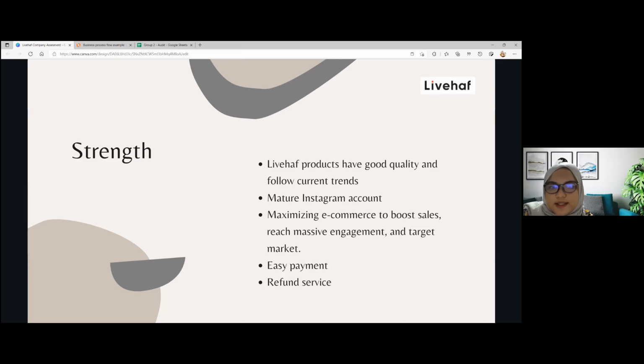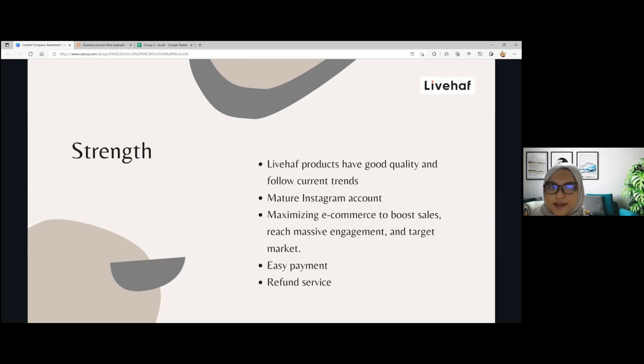Third is maximizing e-commerce to boost sales, reach massive engagement and the target market. So Livehaf is really great at managing e-commerce. On Shopee, they already sell more than 1,000 products. Next is easy payment. Livehaf products can be paid for with any e-wallet like GoPay, ShopeePay, and OVO, and also a bank account. Plus, they provide a refund service.